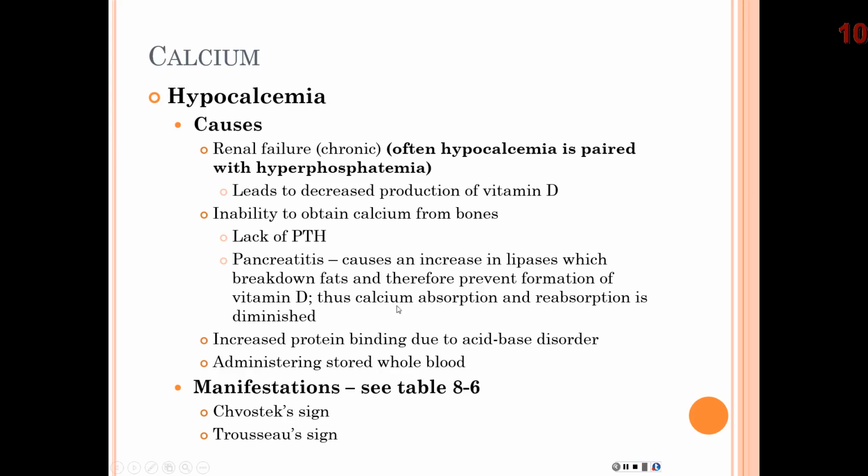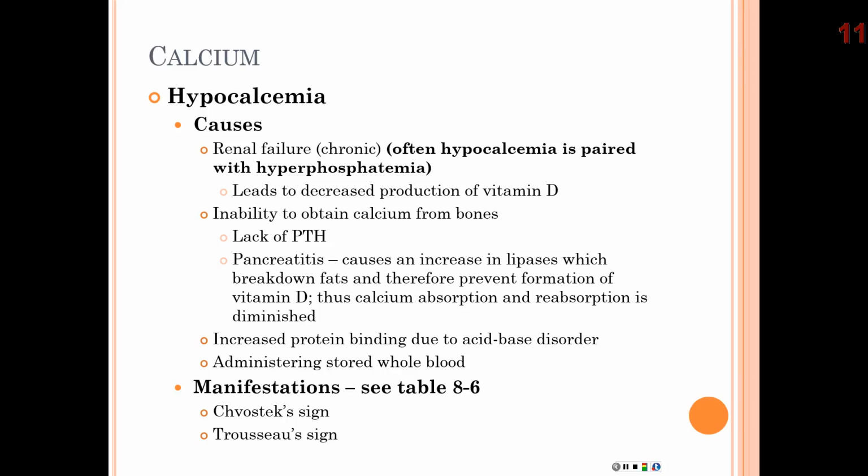Hypocalcemia, some causes for hypocalcemia. Renal failure is a big one. And notice that hypocalcemia is often paired with hyperphosphatemia. If the kidneys are failing to retain calcium, they're probably also failing to excrete phosphorus. They're not doing the jobs they're supposed to do. I mean, you see that many issues of electrolyte problems are linked to kidney problems. If there's some problem with obtaining calcium from the bones, you've lost your functions of the parathyroid hormone, tumors have formed there.